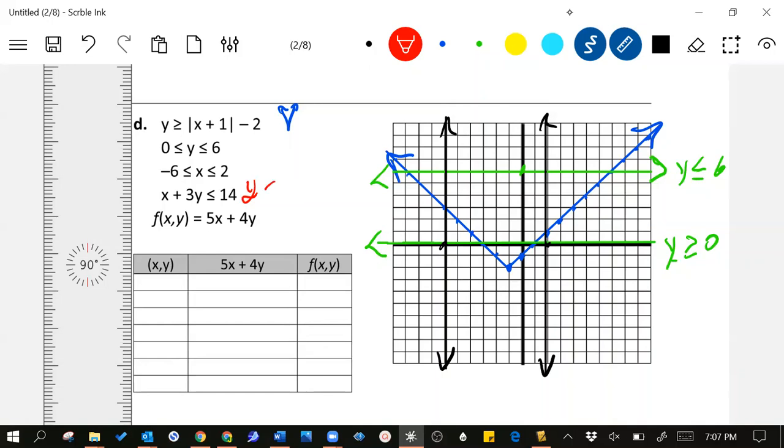Y is less than or equal to -1/3 x plus 14/3. Remember, it's sometimes safest to put a fraction in parentheses.